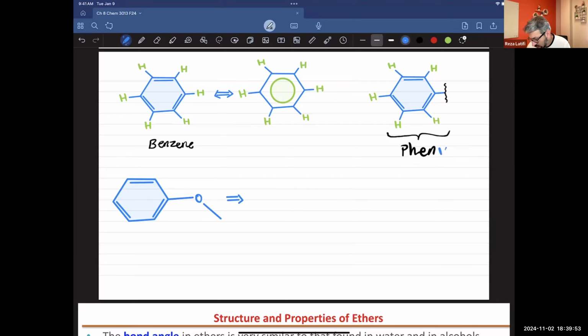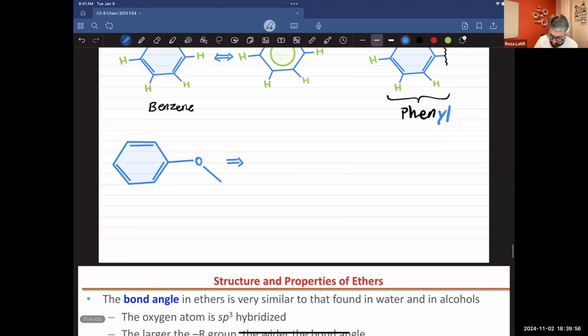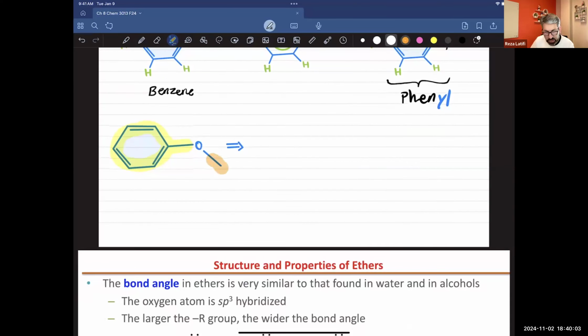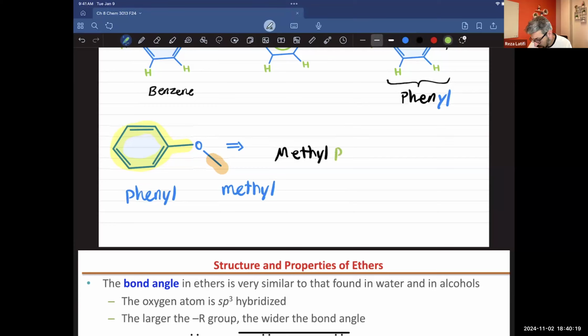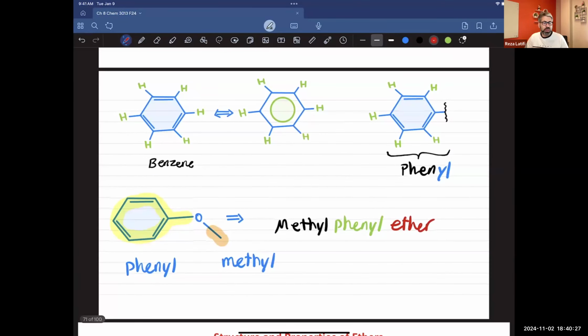Phenyl. Okay, so now in this case, I have a group that's attached to oxygen. Also, I do have a methyl there. How do I name this compound? So I have phenyl versus methyl. Okay, priority goes to methyl. So we will say methyl phenyl ether. Okay, and that's going to be the correct name for it. And this is going to be the end of this lecture, and thank you very much.